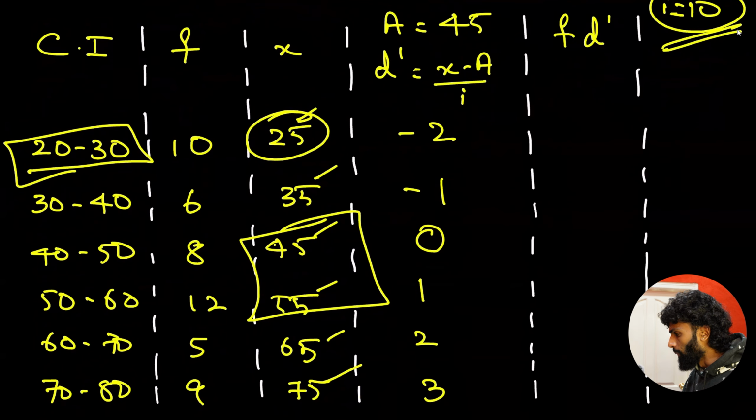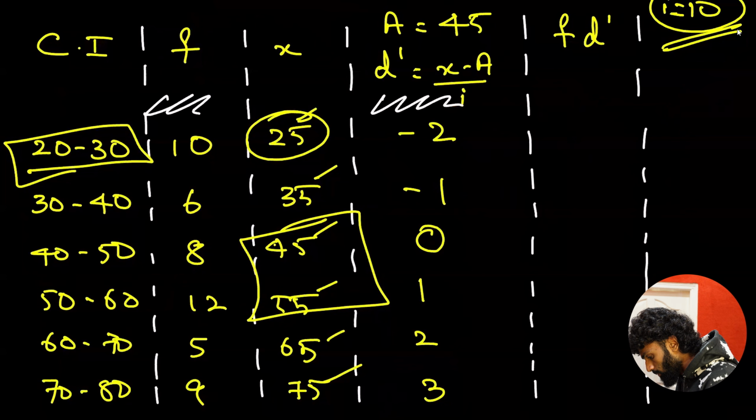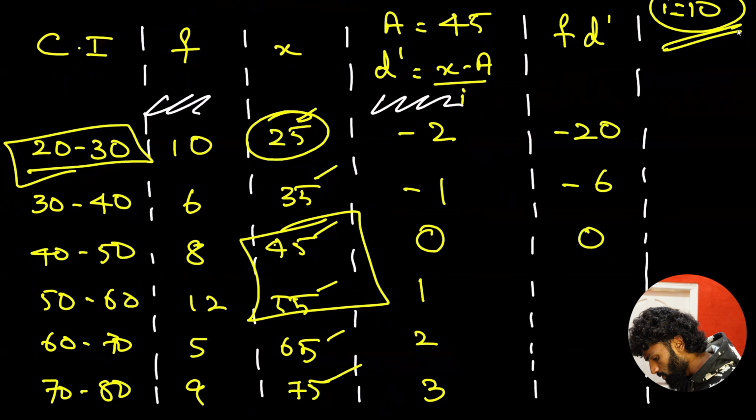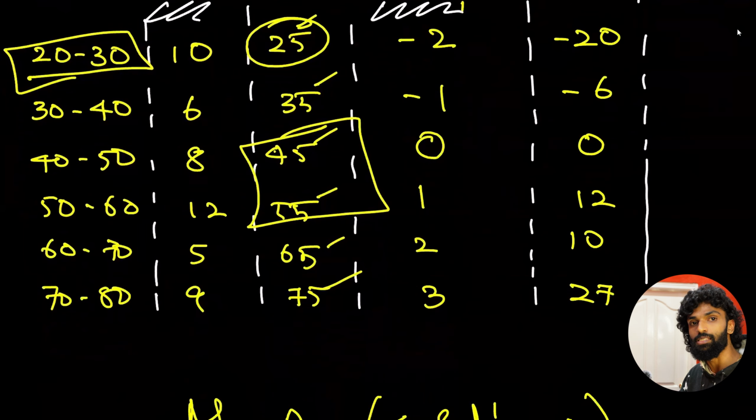Now I'm supposed to start multiplying f into d dash. I'll highlight the columns. So I'm supposed to multiply this column with this column. Got it? So 10 into minus 2 gives you minus 20, minus 6, 0, 12, 10 and 27. So don't you think I got my answers within seconds here? Compare direct method. It was in thousands. Shortcut method, hundreds. Here right now it's in tens. Fine, 2-digit numbers.